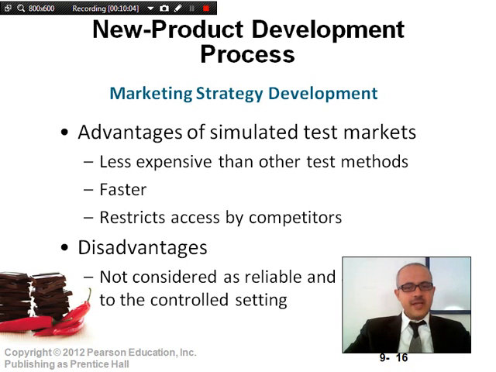New product development process: advantages of simulated test markets. They're less expensive than other tests. Restricted access by competitors. So if you do it simulated, will the competitors know? No, because you do it in your computer systems. But if you actually test a product and you put it inside the market, then your competitors will see what you're doing, right? And a disadvantage of this simulated test is that it is not considered very reliable and accurate because it is so much controlled, right?